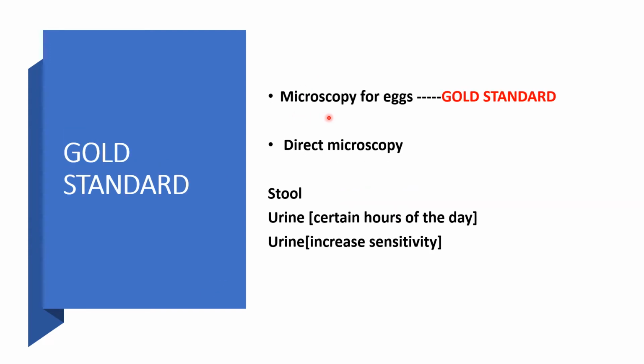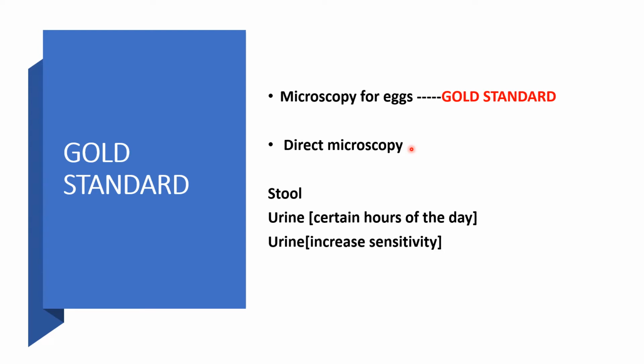Now back to microscopy for eggs. Because it is the gold standard, so let's examine it more and more. Direct microscopy is the easiest and the most practical way to diagnose schistosomiasis to the exact species.